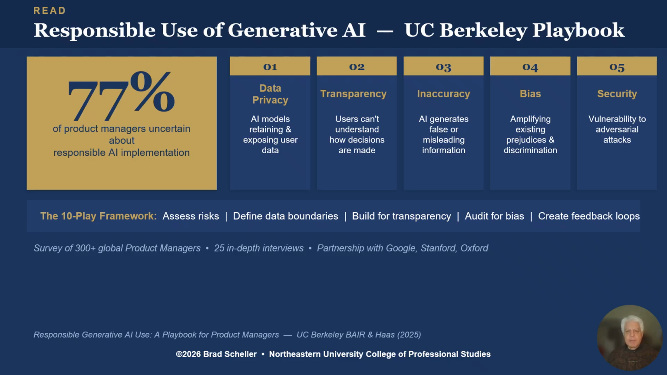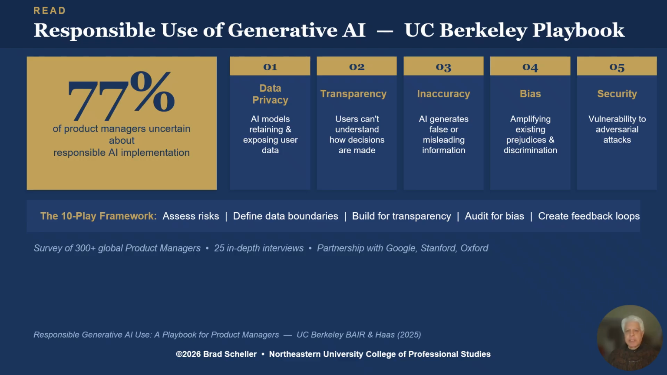These people are working professionals just like you, or what you're going to become, and they're building products that ship to millions of people. And more than 3/4 of them don't feel confident in their responsibility for creating responsible AI practices. That should be sobering, and it should also represent an opportunity. Because if you understand this better than 77% of your peers, you have a meaningful professional advantage.